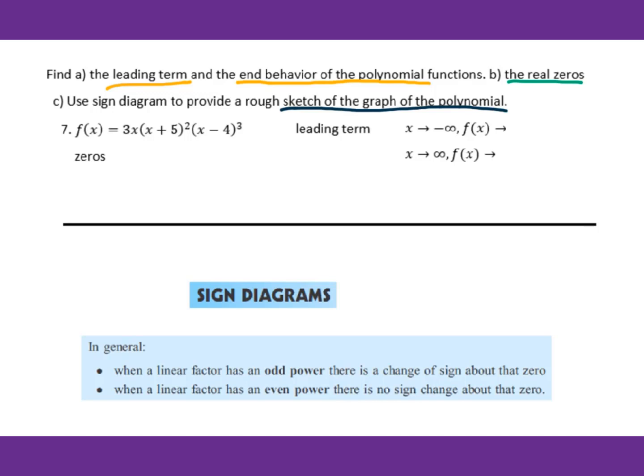After that, you need to use a sign diagram to sketch the graph of a polynomial. How to figure out the leading term if you are given this factoring form? We need to look at each factor. We find the leading term for each factor, then we do multiplication. We got 3 is a factor. X is a factor.